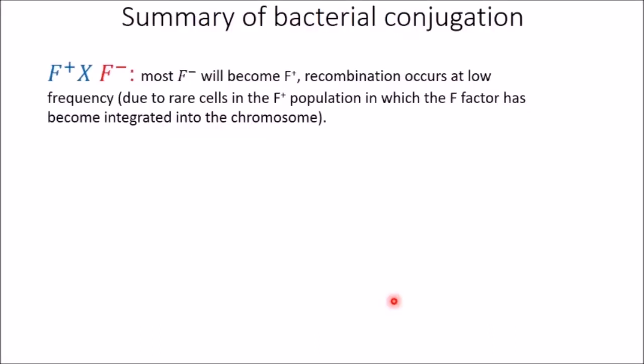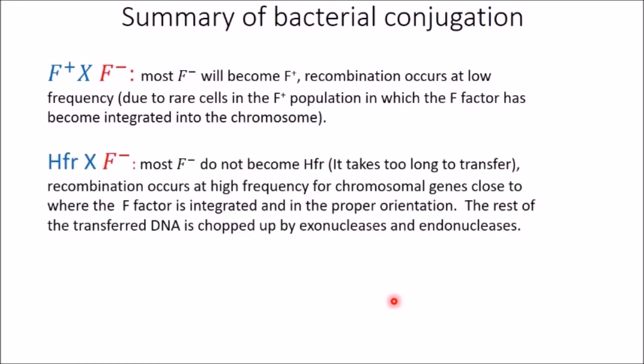So here's a summary of bacterial conjugation. If you cross F+ to F-, most cells will become F+, and recombination occurs at low frequency. And you can never get a merodiploid or a partial diploid via an F+ by F- cross, because the only thing on the F plasmid for F+ cells is the F plasmid genes.